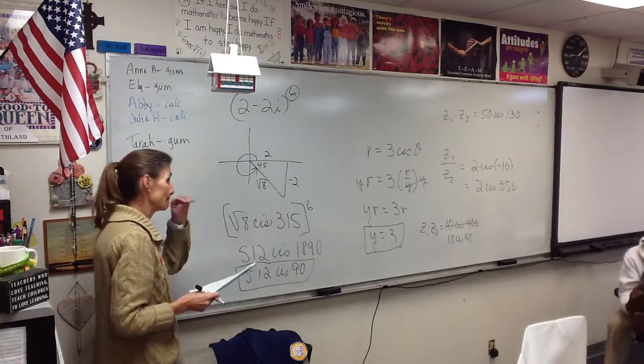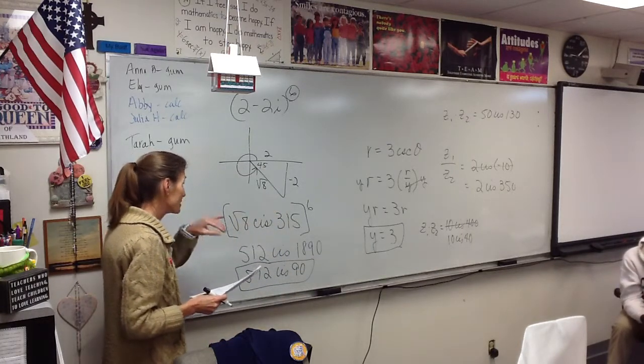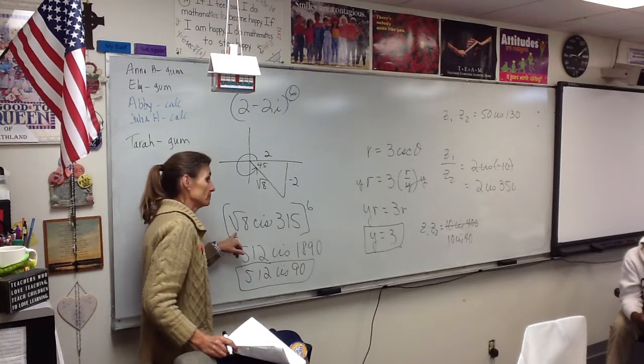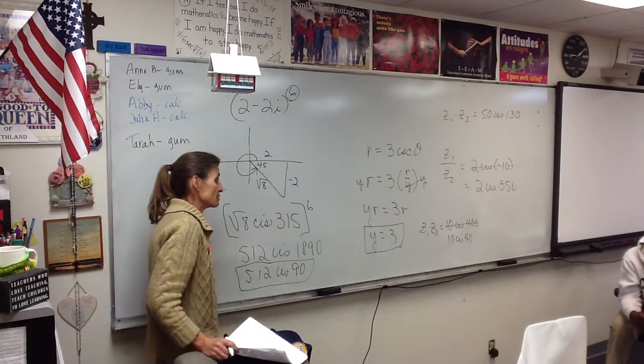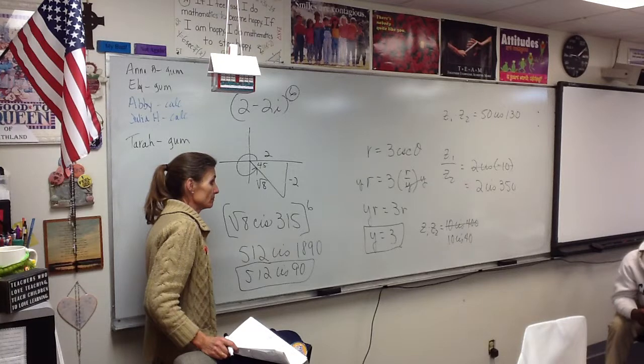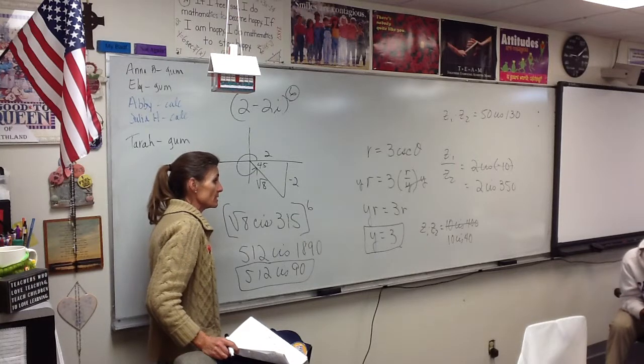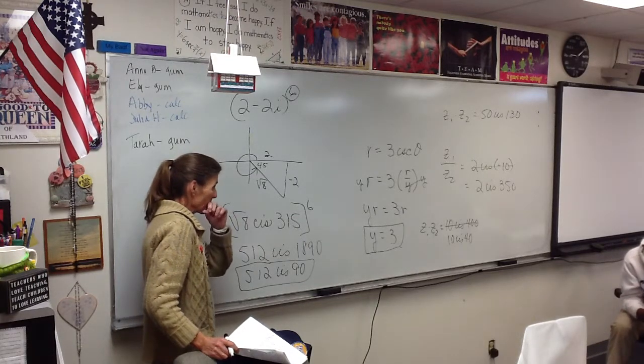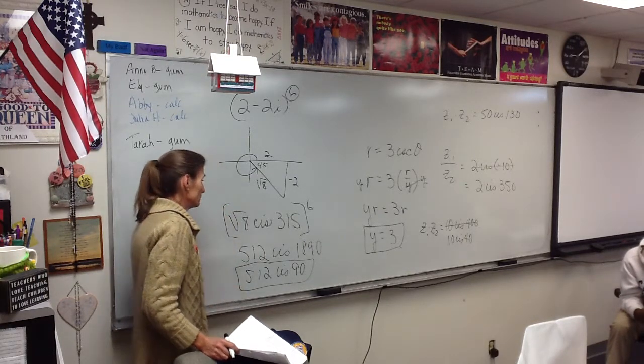How'd you type it in your calculator to get 512? Square root of 8, and then raise that to the 6th power. Okay, square root of 8 equals, and then raise to the 6th power. Got it? Yes.